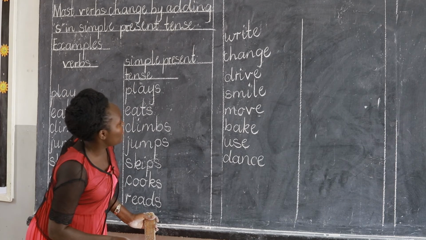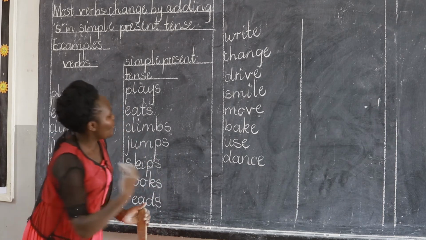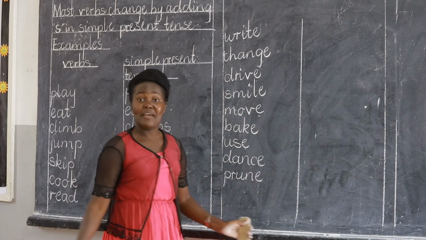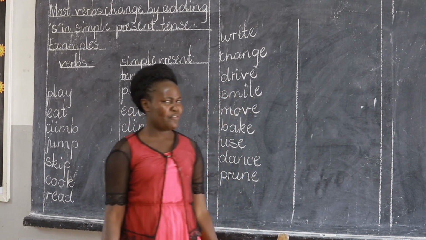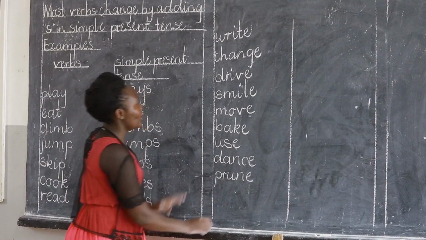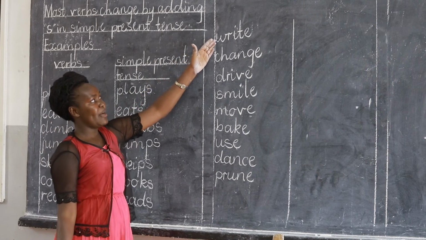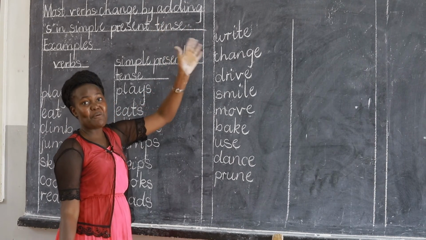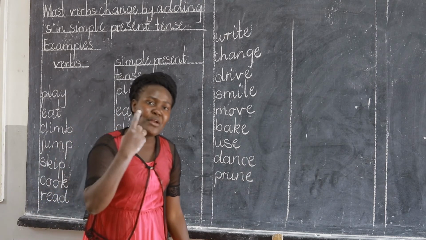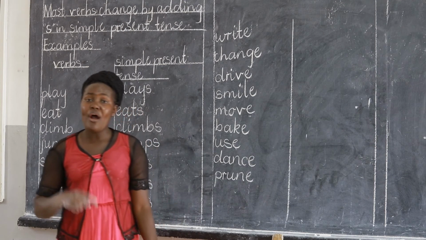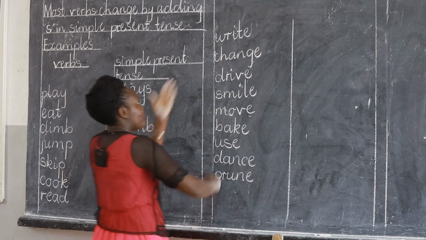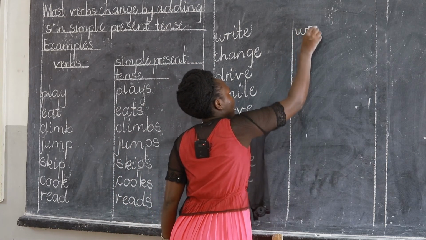Do I have drive on my list? Yes. There it is. We have prune. And many others. Find out. I don't want to spoon feed you so much. Find out other action words that end in E. So if I have these verbs and I'm dealing with simple present tense and I'm referring to pronouns in singular or things in singular, I'll just add letter S. If I have write, it will be writes.